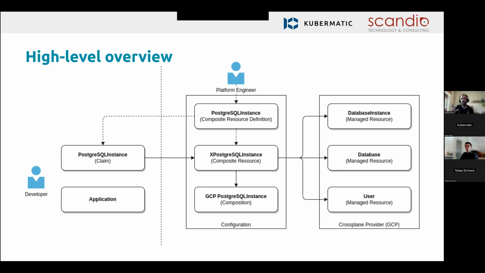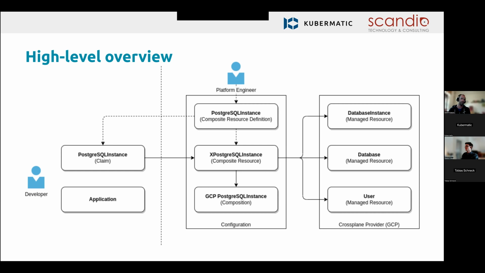Crossplane takes this XRD, copies your defined schema or the input variables, and creates 2 distinct Kubernetes CRDs, custom resource definitions, out of it, the so-called claim and composite resource. You can think of the claim as your public API that is intended to be used by your developers to request infrastructure, and the composite resource as your private API that is intended for you as a platform engineer.